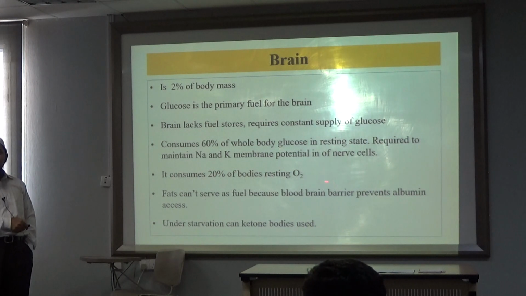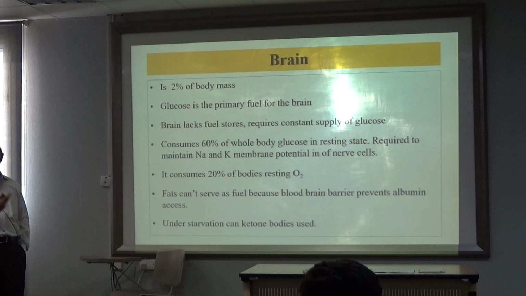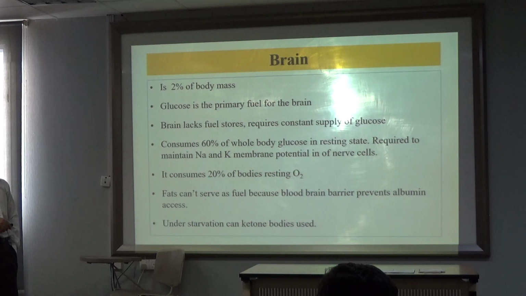The brain consumes 20% of the body oxygen, and fat can't be stored as a fuel, and we'll see why. Some of the major reasons are there. One of the major reasons is that it cannot cross the blood-brain barrier. It needs a transporter for that. That's why it's difficult to use them. And under starvation, the brain is such an organ that it can use the ketone bodies as well.